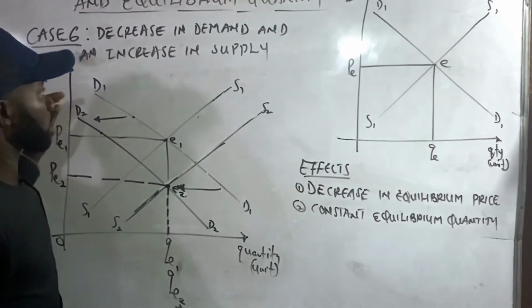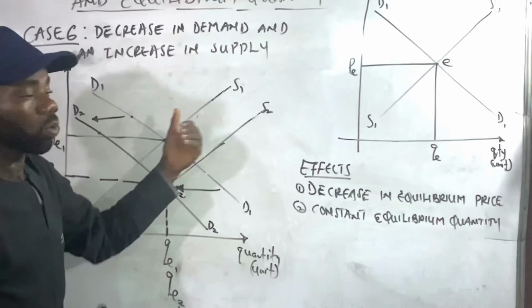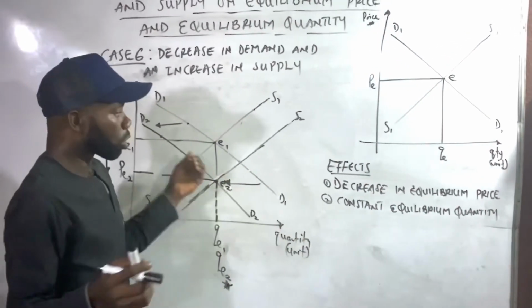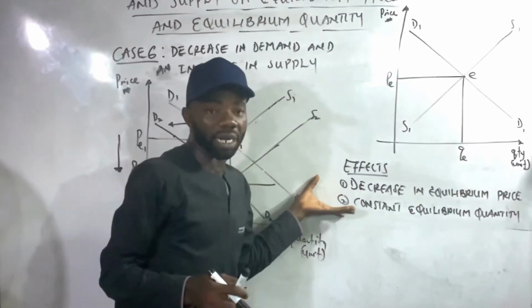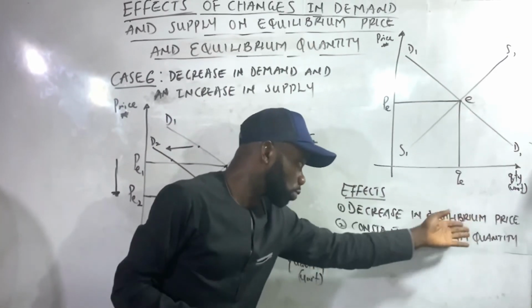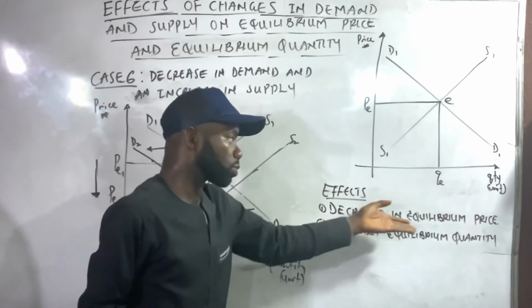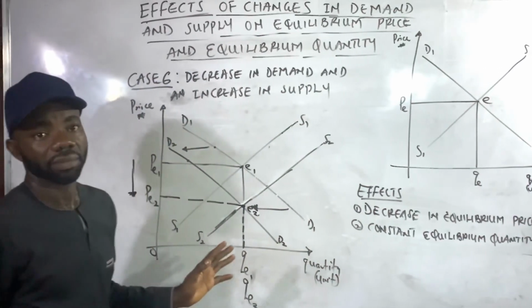So you find a question that says a decrease in demand and an increase in supply will lead to dash. The correct option for that question will be something that has the effect you have on the board. Decrease in equilibrium price and a constant equilibrium quantity. And that ends it there.